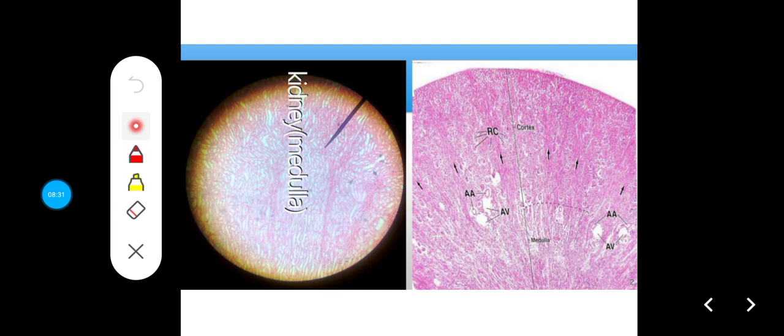And then some of the tubes are cut in transverse section. So that's it for the kidney.